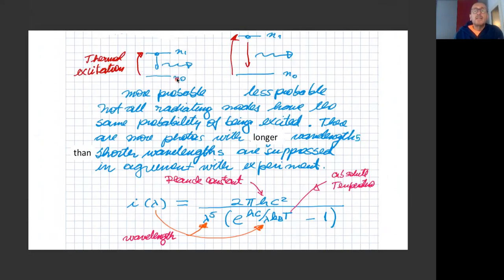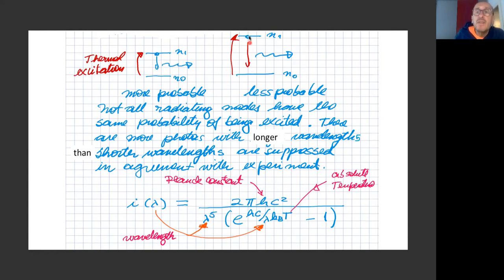So let's say I have something at a certain temperature, and I have two energy levels, the ground state here, and an excited state here at hf, a certain frequency. So if this difference between this level and this level is small, then the thermal excitation is possible, okay? So this will be very likely an excited state.